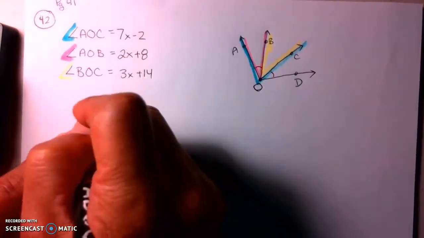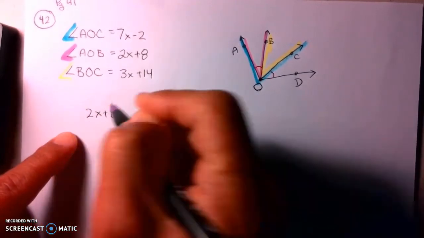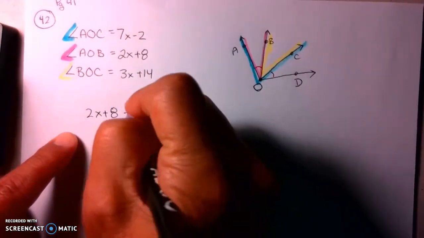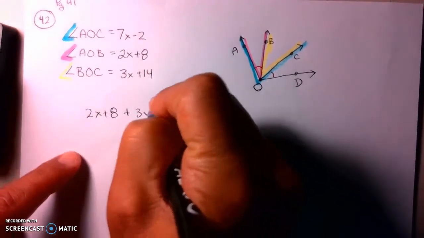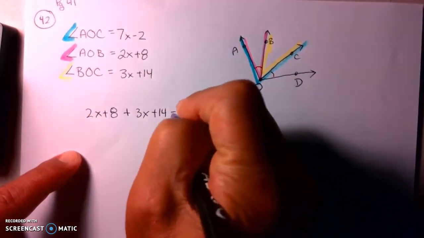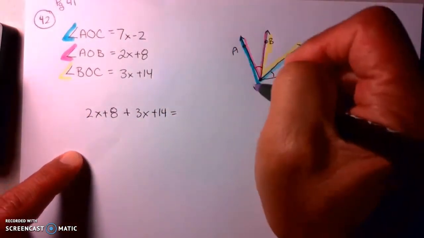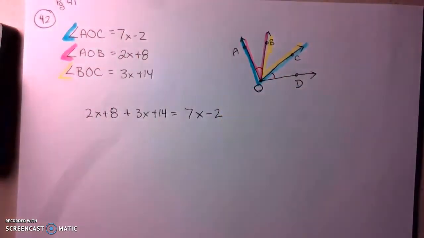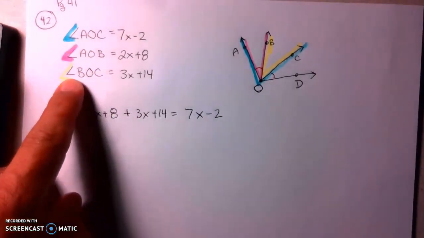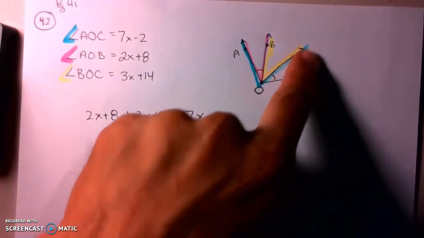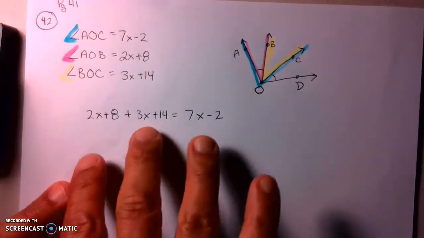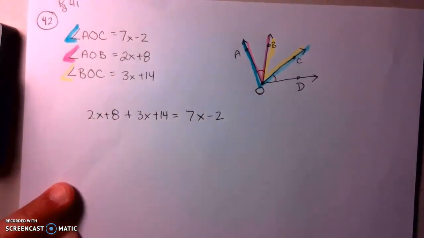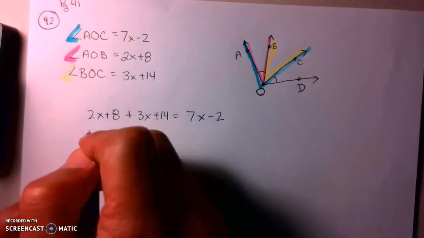So the pink one is a 2x plus 8. You're going to add that angle opening with the yellow angle, which is the 3x plus 14, and that will equal the two angles added together, AOC, the blue angle, 7x minus 2. Now that's all the geometry. That's where you've got to interpret the letters, follow the three letters, kind of look at the picture and create the equation. This is angle addition here. After this, it's just algebra.